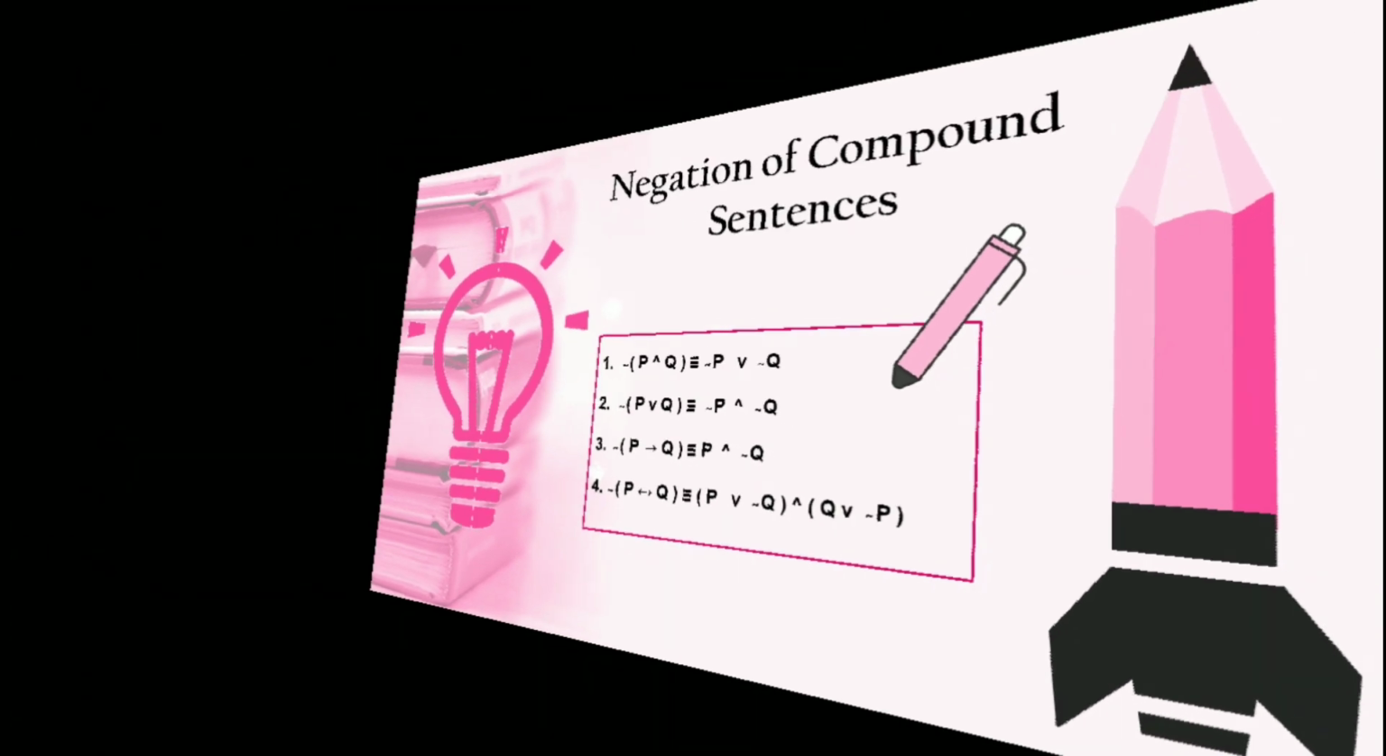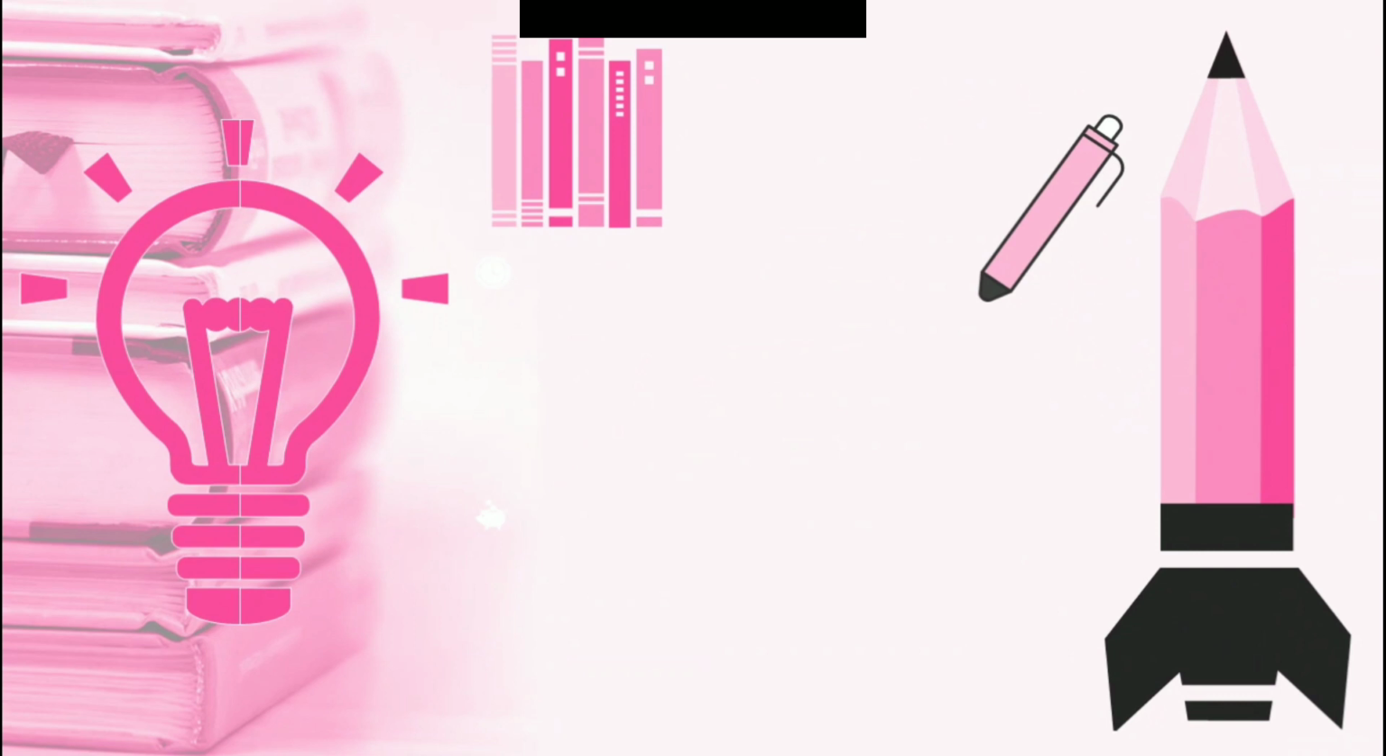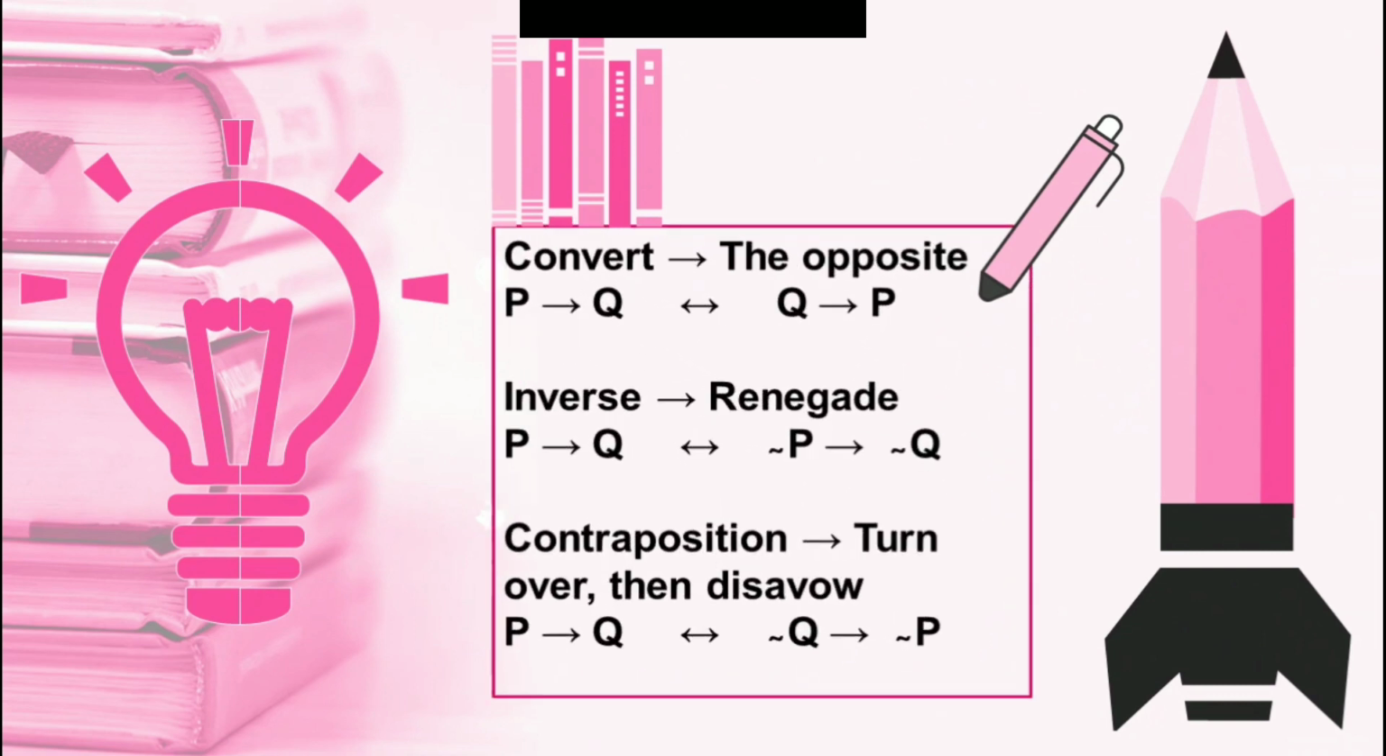Next, the implication has a converse, an inverse, and a contraposition. Pay attention. From the implication, if P then Q, the converse is if Q then P. Then the inverse is the negation of both: if negation P, then negation Q. Then the contraposition is the converse with negation: if negation Q, then negation P.